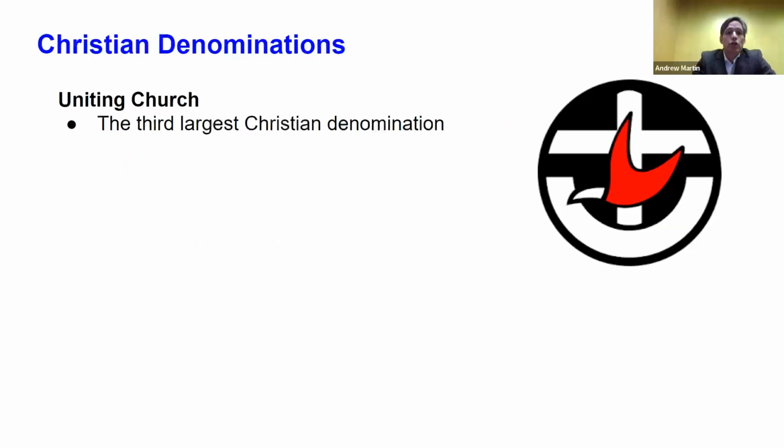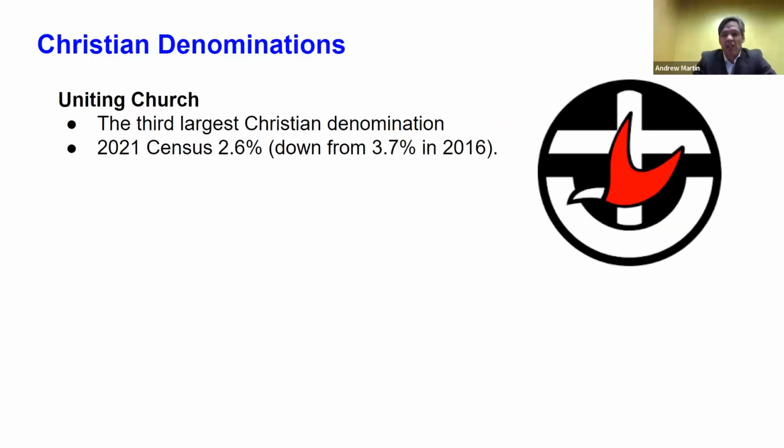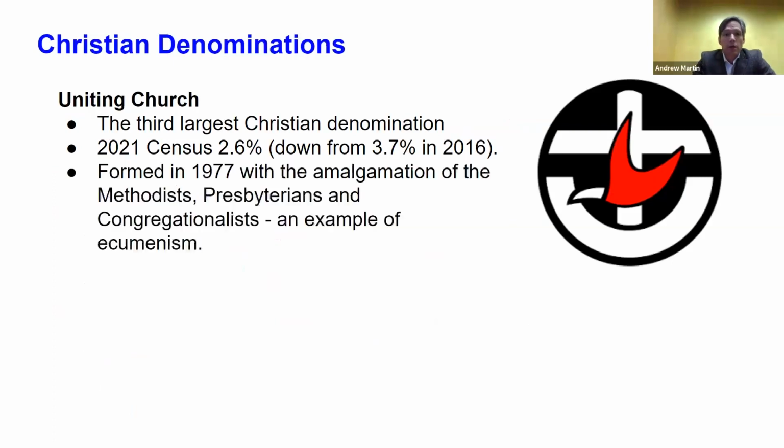Okay, the Uniting Church is an interesting one. It's the third largest of the Christian denominations. It's still shrinking along with all the others. So you'd almost think this was a syllabus dot point. It comes up so often in examinations. I always urge students in my classes to memorize this.